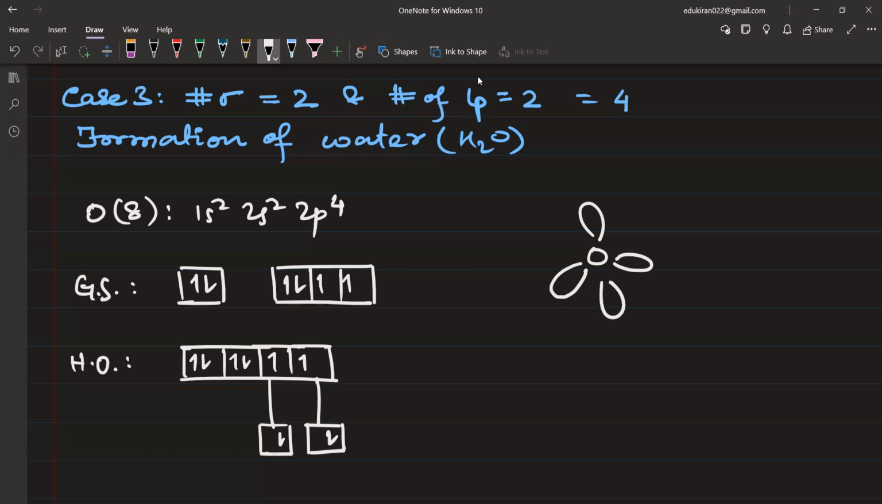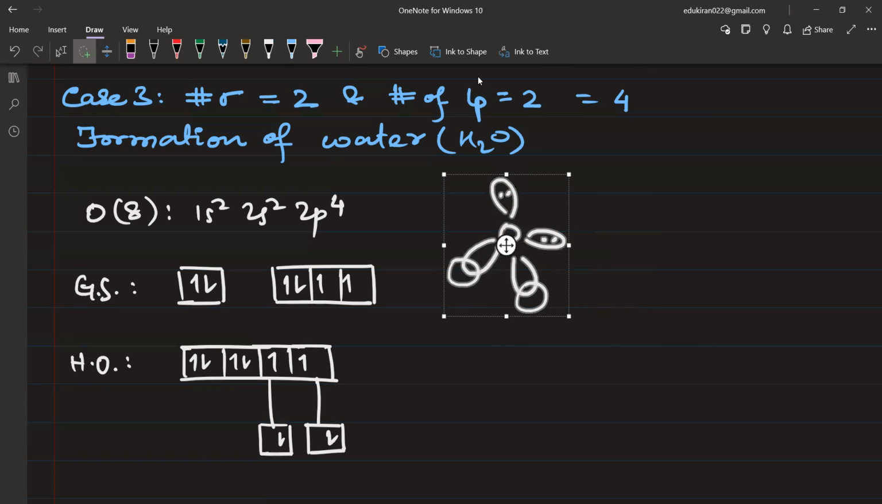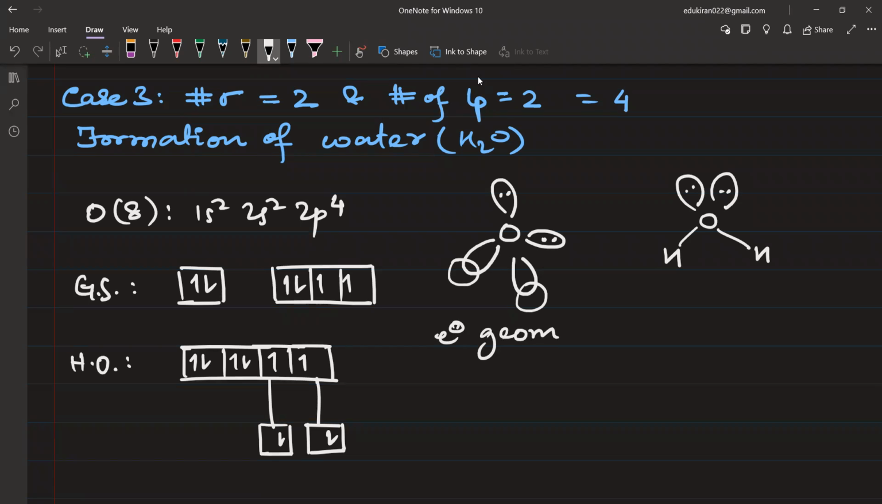Now, in this case, what is going to happen? Two of these are going to have lone pair electrons, and these two will be forming bonds with hydrogen. Now, this is your electronic geometry. It is still tetrahedral, but if I look at the shape, there is oxygen with one bond here and another bond here. These are the two hydrogens, and it has two lone pair electrons. For electronic geometry, always look at the hybridization. Hybridization is sp3, and the geometry of sp3 is tetrahedral.